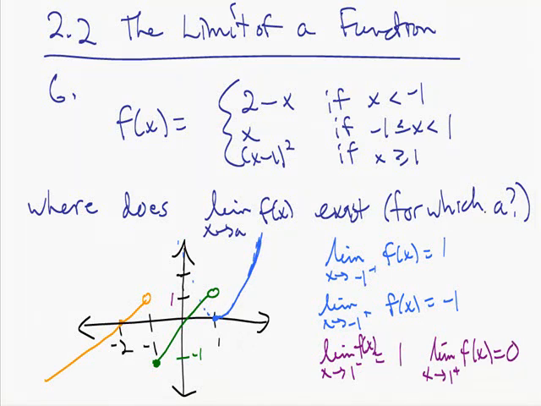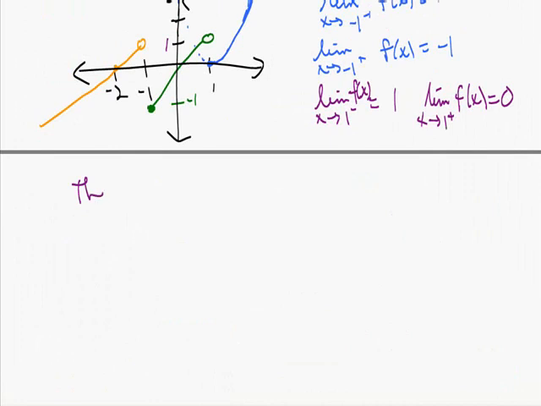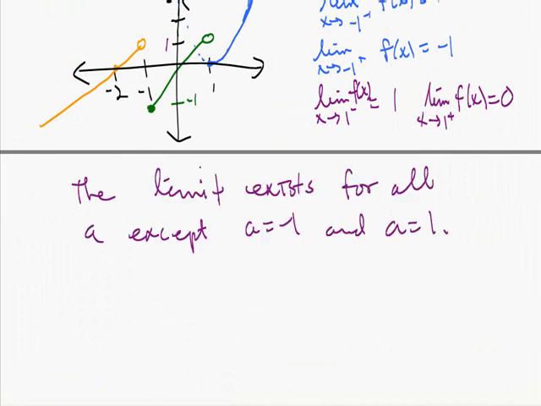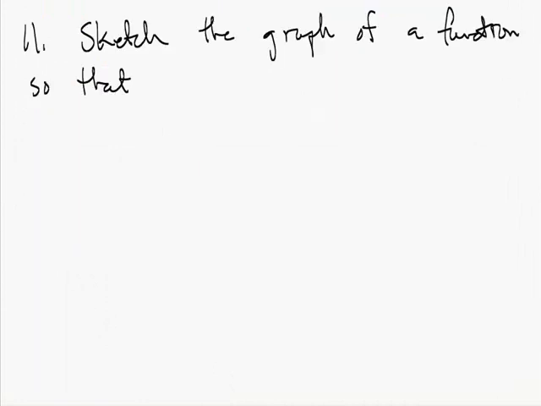So where does the limit exist? For which a's does this limit exist? Well, we could say that the limit exists for all a except for a equals negative 1 and a equals positive 1. Okay, next problem I want to take a look at is number 11.